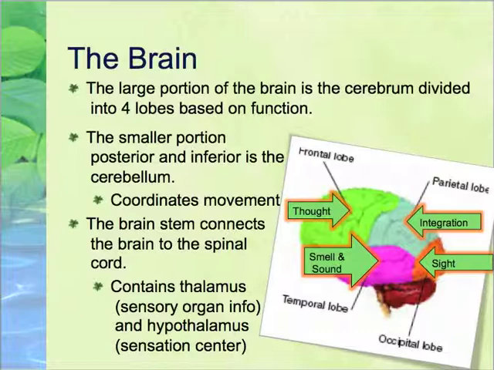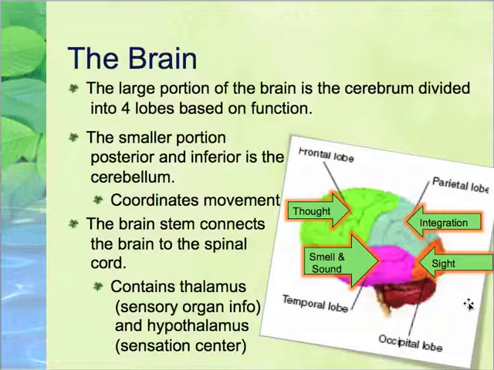It's the integration portion. It's the portion of the brain that kind of takes all this stuff in and combines it together. The temporal lobe is the smell and sound part of the brain, where the occipital lobe is the sight center of the brain. But then there's this little portion down here at the bottom, which is called the cerebellum, and that's the motor coordination portion of the brain.